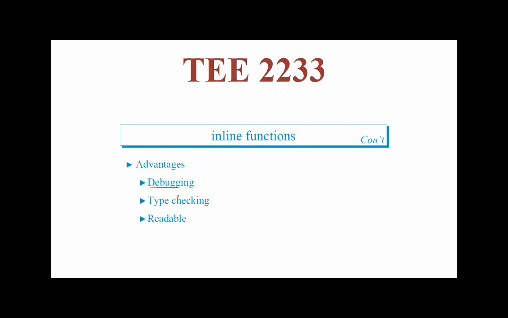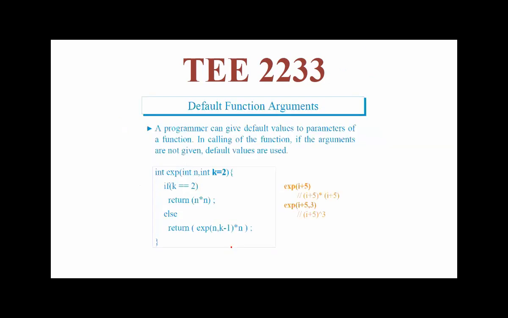Advantages: debugging, type checking, and readability. It's there where you are using it, so you can quickly check. When you have a function which is standalone, whenever something happens, you have to go back to where the function is and check what is happening there before you can proceed.